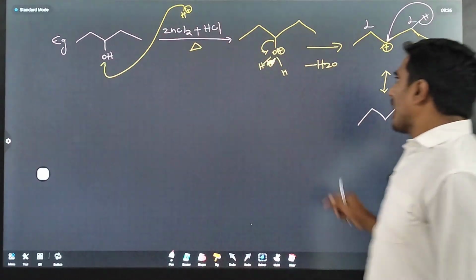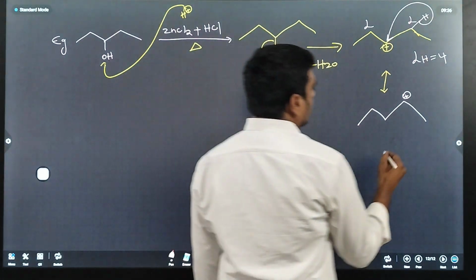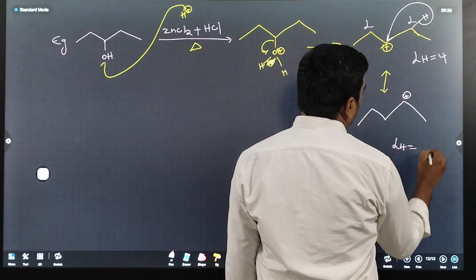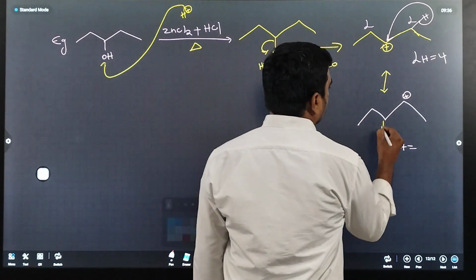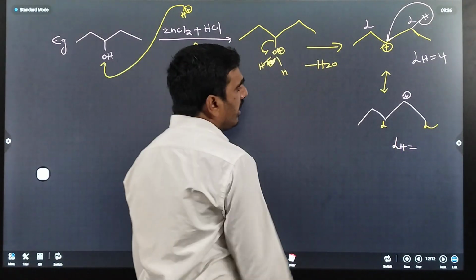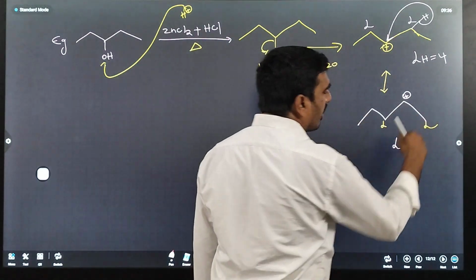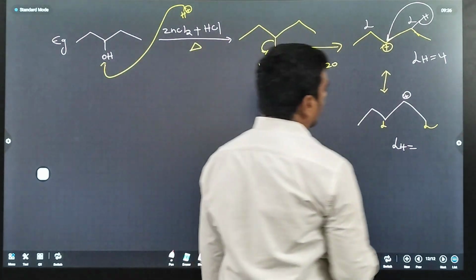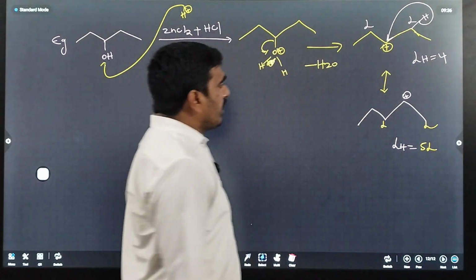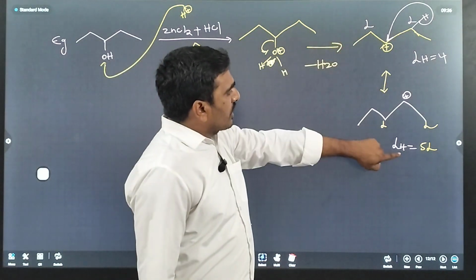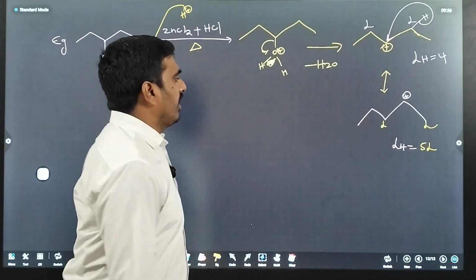So in this compound, how many alpha hydrogens are there? This is the alpha carbon, the system-adjacent alpha carbon, and this is also an alpha carbon. Here there are 2 alpha hydrogens, and here there are 3 alpha hydrogens. So the total is 5 alpha hydrogens. So which is the most stable? 5 and 4. This is the most stable, so that's why it rearranges to here.